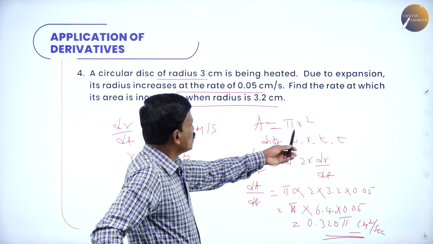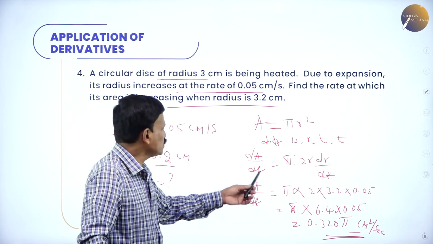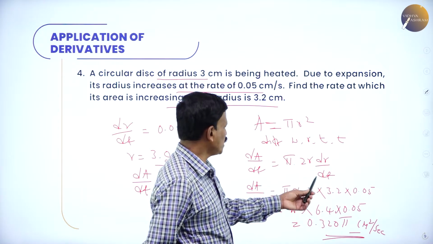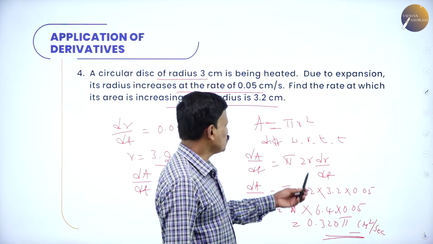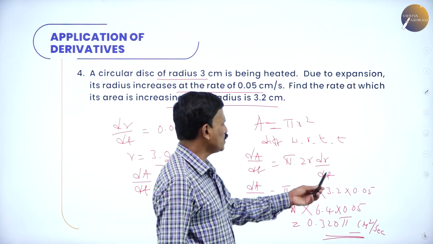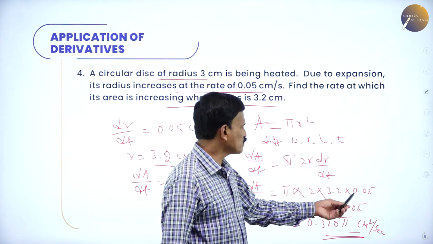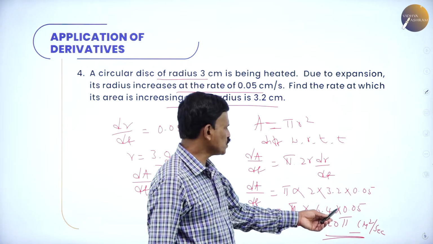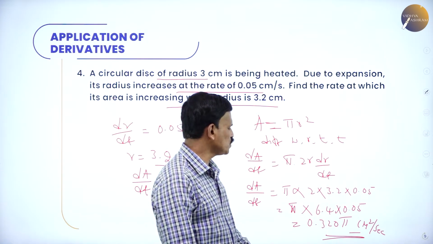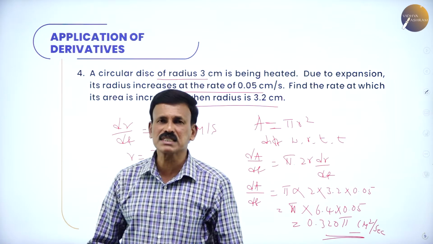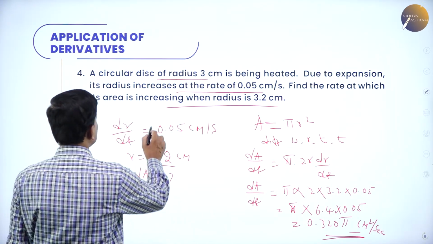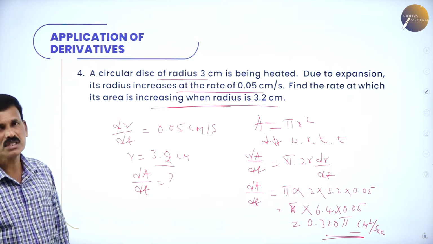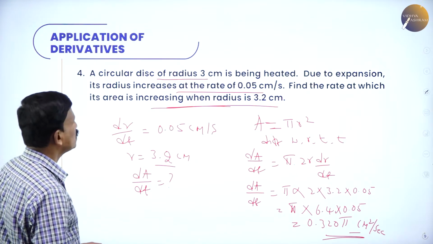See here, A is equal to pi r square, differentiating with respect to t, dA by dt is equal to pi into the derivative of r square, which is 2r into dr by dt. Pi into 2 into r is 3.2 and dr by dt, the rate of change of radius, is given as 0.05. 3.2 into 2 is 6.4, into 0.05 is nothing but 0.320 pi centimeter square per second, the required increase in the area when the radius is equal to 3.2 centimeters. Followed? Now let us come to the next problem.